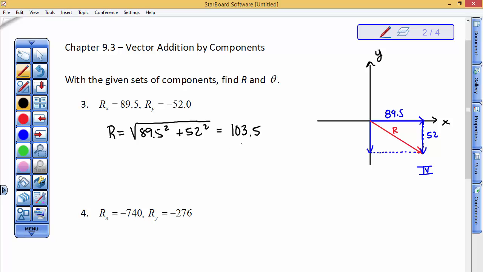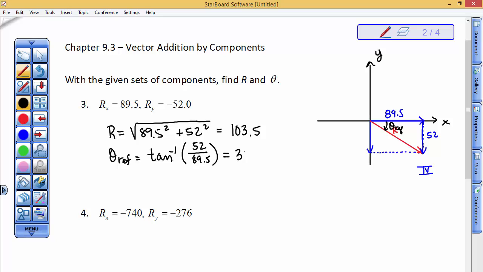Next, what I want to find is the size of this reference angle. I'm going to use tangent again because this is the side opposite and this is the side adjacent. This is just a right triangle that's sitting in the fourth quadrant. So my reference angle is found by taking the inverse tangent of 52 divided by 89.5, and I can tell that's going to be less than 45 degrees, and that gives me a 32-degree angle.